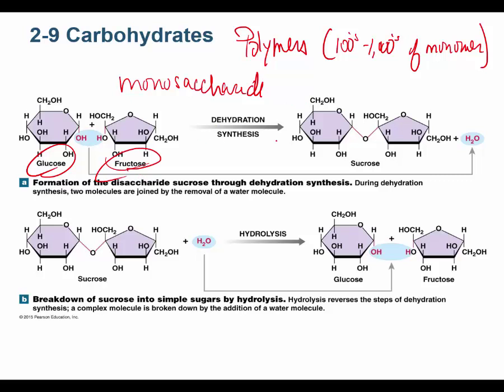Put two monosaccharides together, you get a dimer or a disaccharide. And probably the most well-known disaccharide is table sugar, sucrose. But there are other ones. There's lactose, which is glucose and galactose. There's maltose, which is glucose and glucose. So there are other disaccharides out there. They're put together by dehydration synthesis. They're broken apart by hydrolysis.